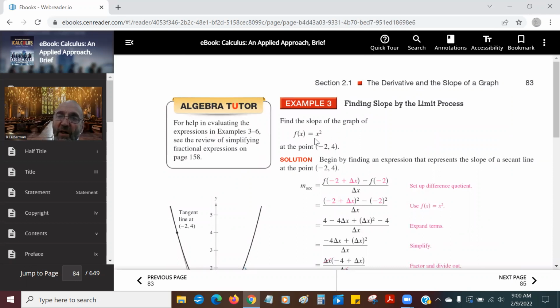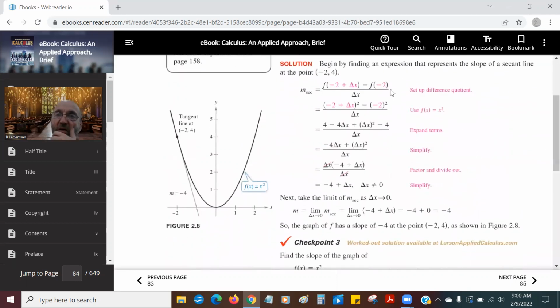So let's find the slope of the graph f of x equals x squared at the point -2, 4. Using the formula we just had on the page before, we want f of -2 plus delta x minus f of -2, over delta x. That's going to be (-2 plus delta x) squared, because that's what the f function is in this example, minus (-2) squared. If I expand this out with a binomial expansion, I get 4 minus 4 delta x plus delta x squared minus 4. The plus 4 and the minus 4 cancel, and I have -4 delta x plus delta x squared over delta x.